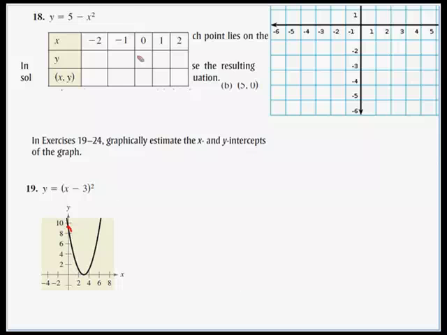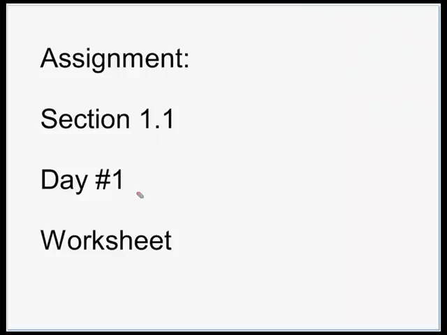All right, that wraps up the first day. The assignment for this section is the worksheet. I should have passed that out for you in class.